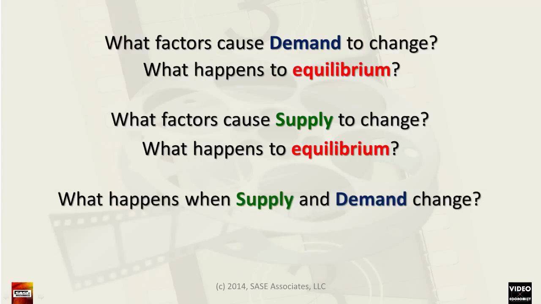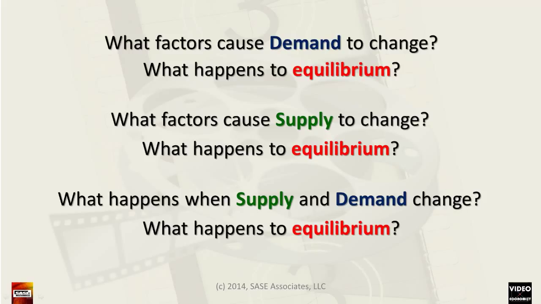3. We will consider what happens when supply and demand both shift concurrently, depending on the directions of change, an increase or decrease, and the magnitudes of these changes. We will determine the outcome in terms of equilibrium, price, and quantity.